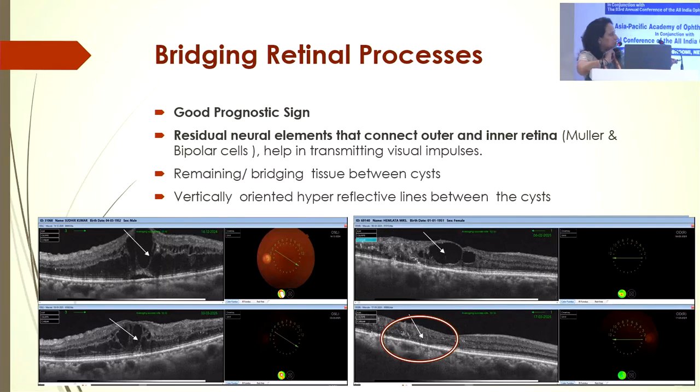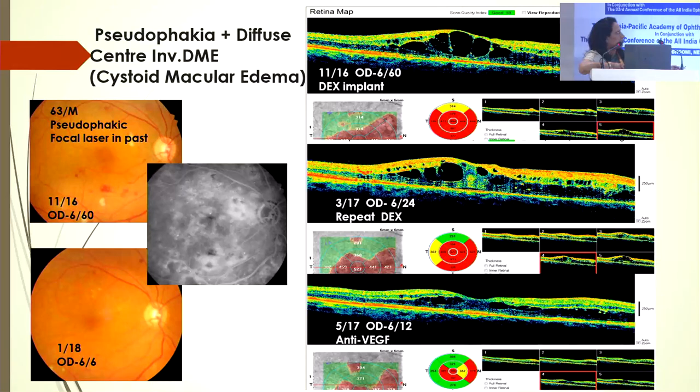On the contrary, you can see here in this case, there are no bridging retinal processes in this large cyst. And on resolution, it has just led to disorganization of the retinal layers, and the visual acuity that is achieved eventually is not good.